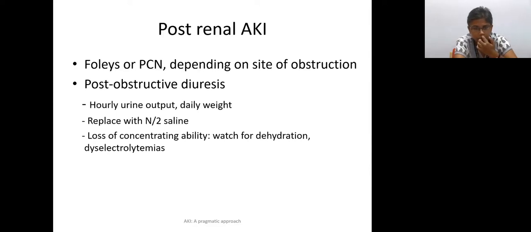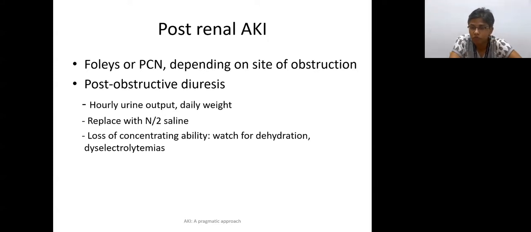Postrenal AKIs are managed by relieving the obstruction, but it's important that after relieving the obstruction, you monitor these patients very carefully, because they have what is called a post-obstructive diuresis. They'll suddenly start pouring out urine, okay? You need, at this point, to measure their hourly urine output and daily weight. And because the tubules have lost the ability to concentrate, they start losing a lot of salt and electrolytes in their urine. So the fluid they lose is a hypotonic fluid. They're not able to concentrate their urine.